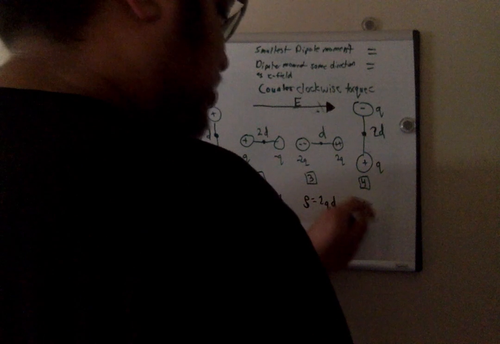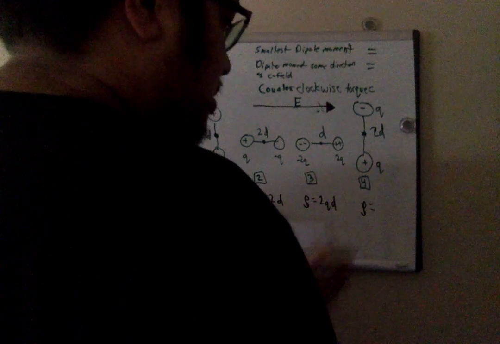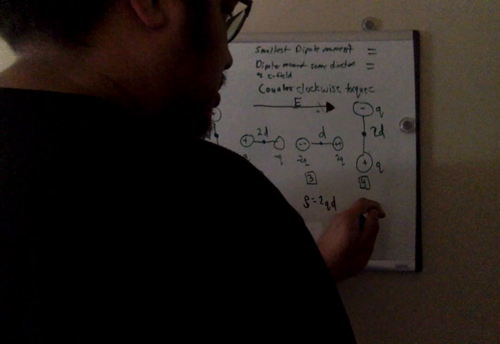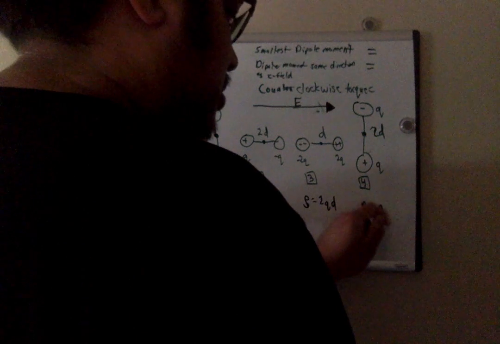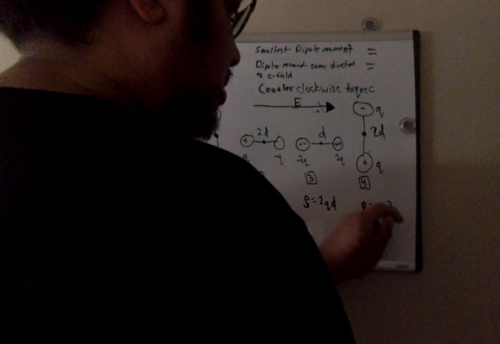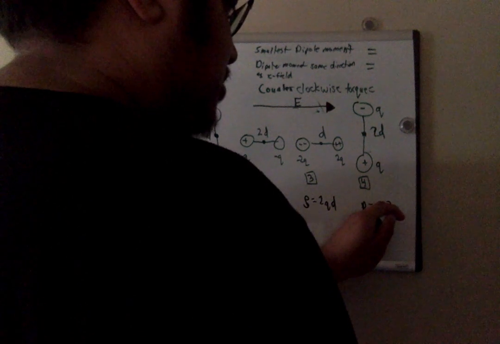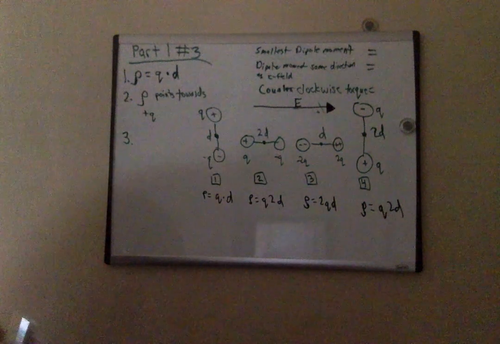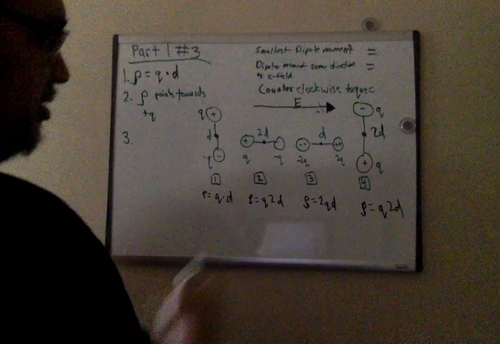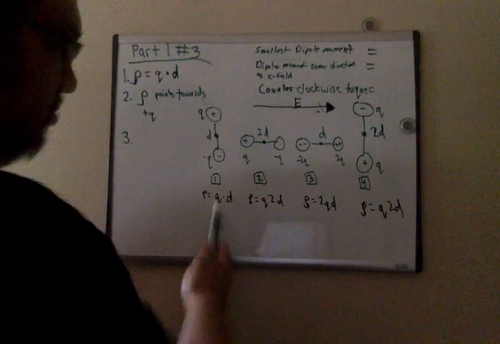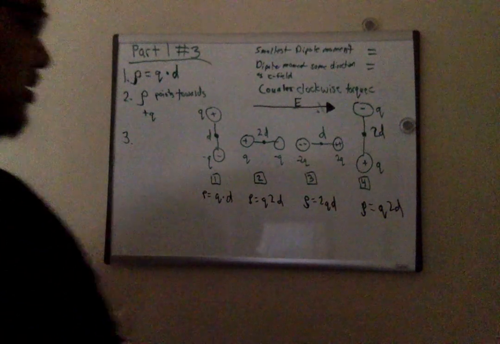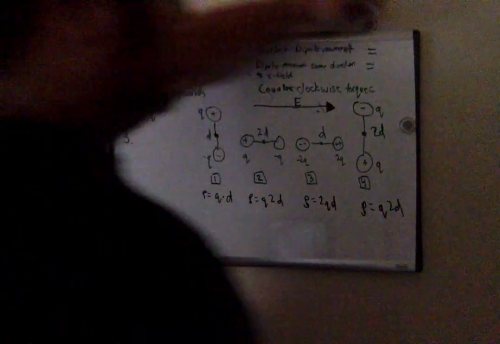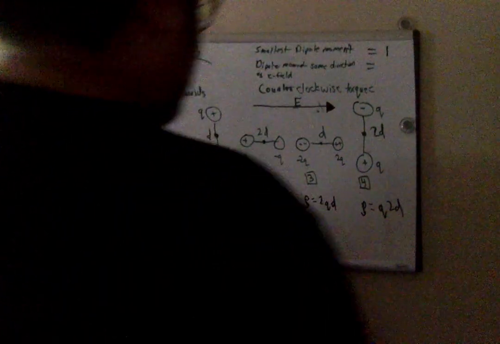And then for the last one, same thing. The dipole moment is equal to the charge times the distance between the charges, which is 2D. So if we take a look, which one has the smallest magnitude? This has a 2, 2, 2. This is a 1. This is the smallest. So number 1 is the smallest dipole moment.